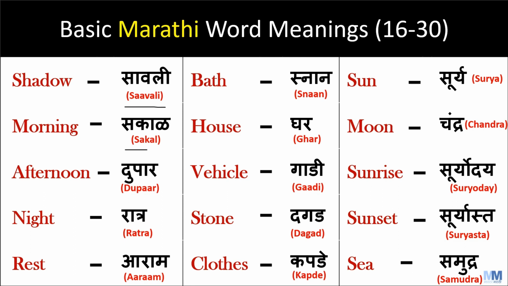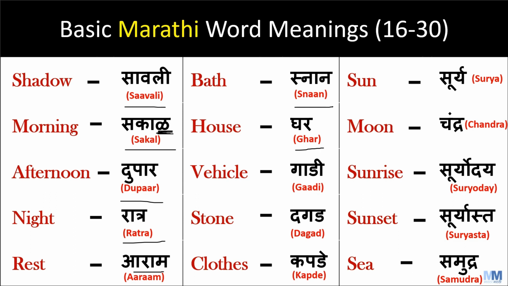Morning is सकाळ. The letter is a bit difficult for the non-Maharashtrians to pronounce. So it is called सकाळ. Afternoon is दुपार. Night is रात्र. Rest or relaxing is called आराम. Bath is called स्नान किंवा अंघोळ. अंघोळ is another word which is used for bath.